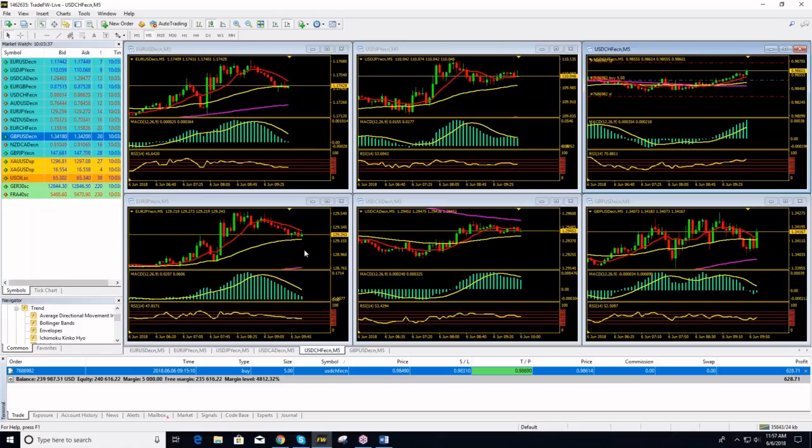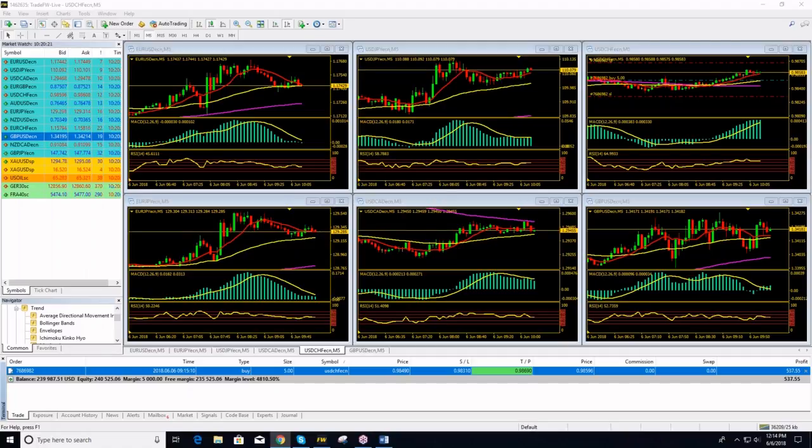So for the moment, we will mute our sounds. You can still see our screens. This is dollar CHF. Here is our take profit. You can still see the setups on all the pairs. So that's it for me for the moment. I will see you in a few minutes. Thank you.